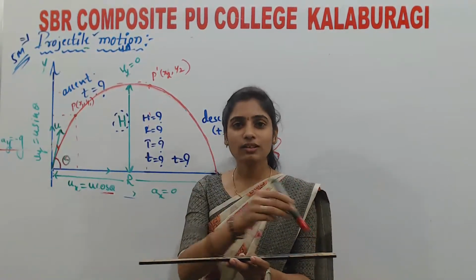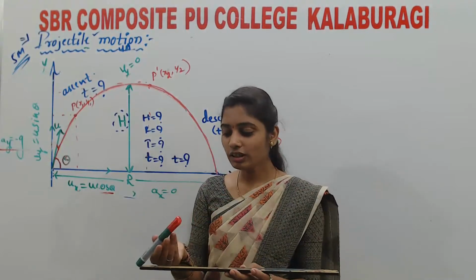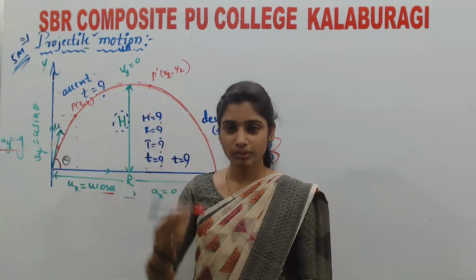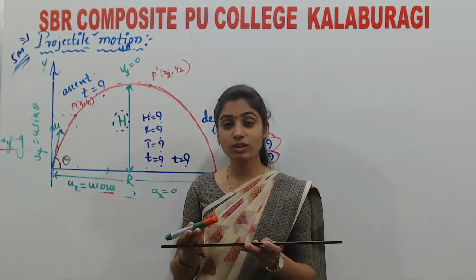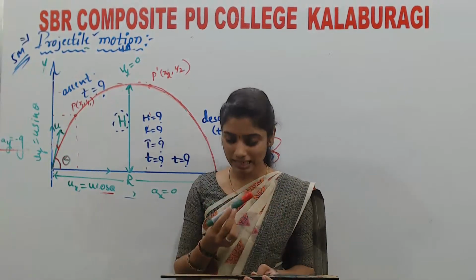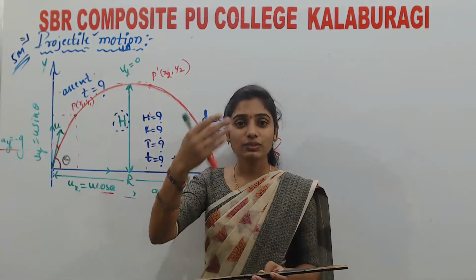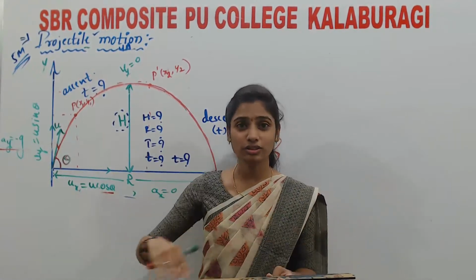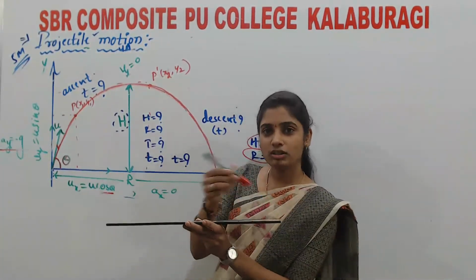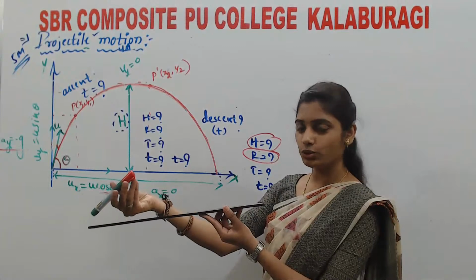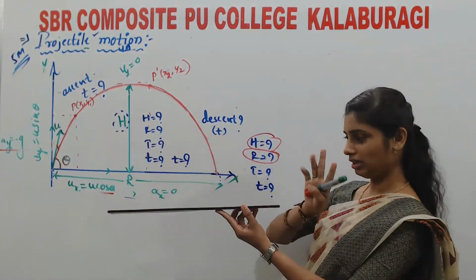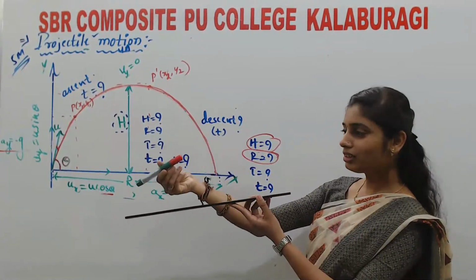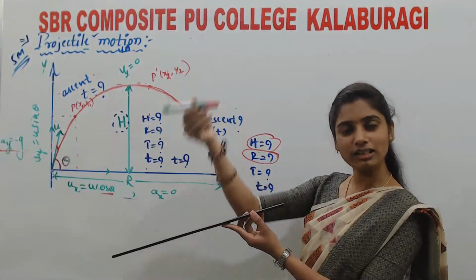The same motion, instead of looking at it from the side view, if you take the view from the top, what you can see is that the body is moving along the horizontal direction only. Now, the same projectile motion, if you are viewing it from the front, what is called the front view, what you can see is the body moving along the vertical direction, along the y-axis.